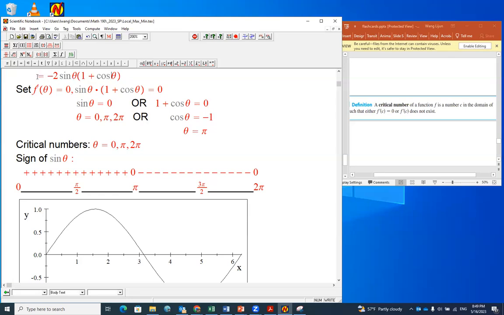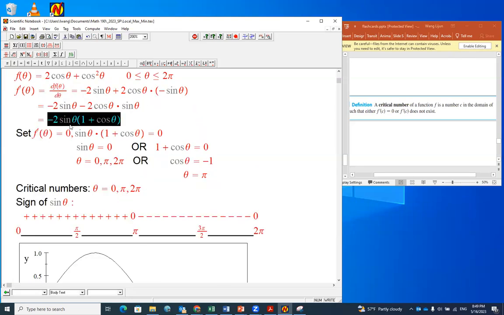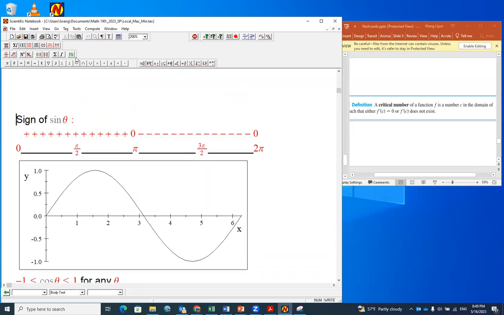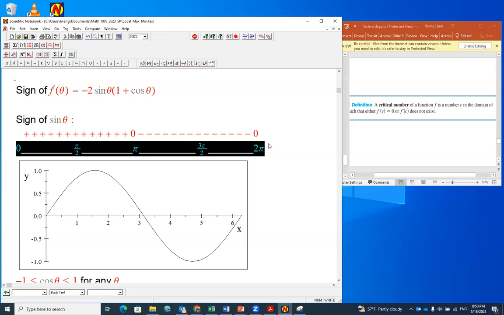One plus, so now we're going to bring this with us, and determine the sign. So this piece, we know the sign of sine theta. Now, when we look at the sign of the first order derivative, I'm going to put it here. I'm going to use the same number line.